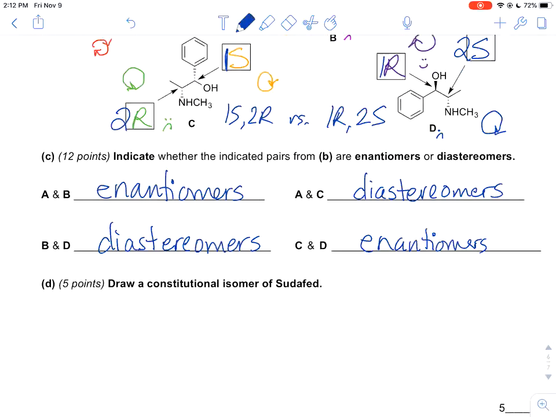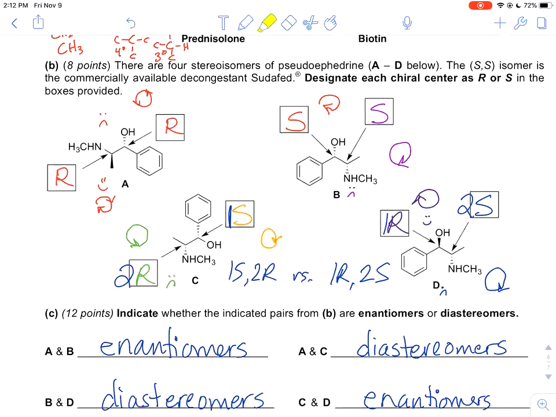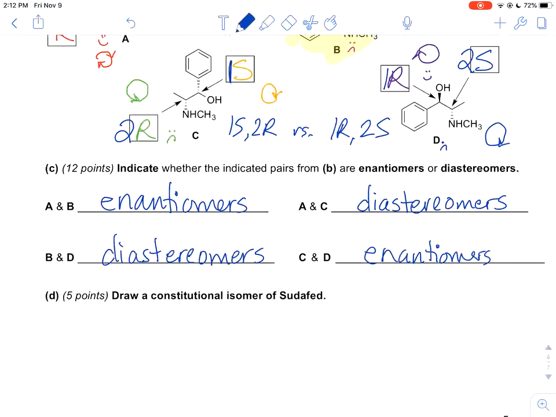Finally, we want to be able to draw a constitutional isomer of Sudafed. If you read the instructions up above, it said that Sudafed is the SS isomer, so it's this one. But really, the stereochemistry doesn't matter in terms of drawing a constitutional isomer because we just need to have the same molecular formula and a different connectivity. And the molecular formula was C10H15NO.